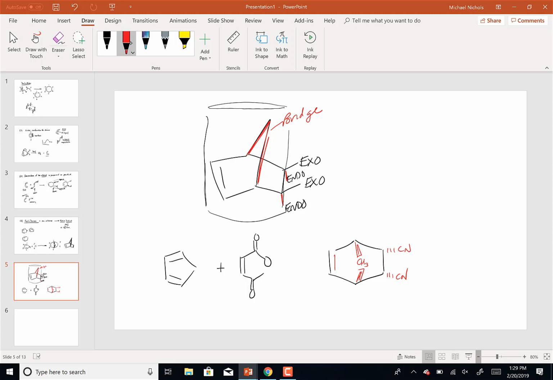Now this way of drawing is if I'm up here, looking down on the molecule. The bridge is pointing towards me. So if the bridge is up, the two groups are pointing down, and that's the endo product. And that's the only product that's formed when you react a cyclic diene with a cis alkene.